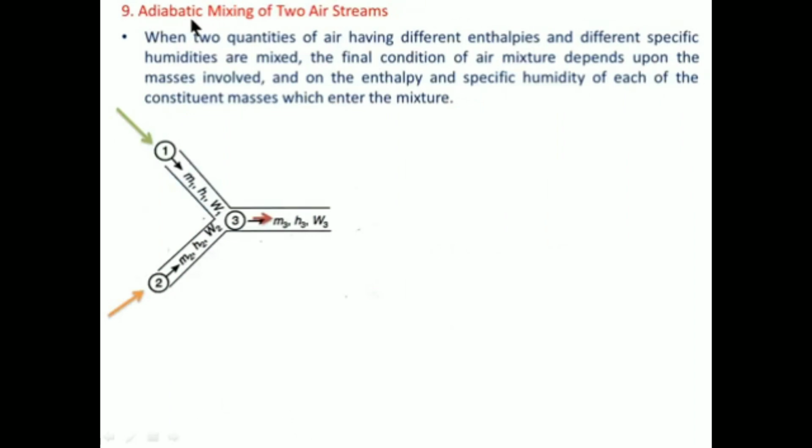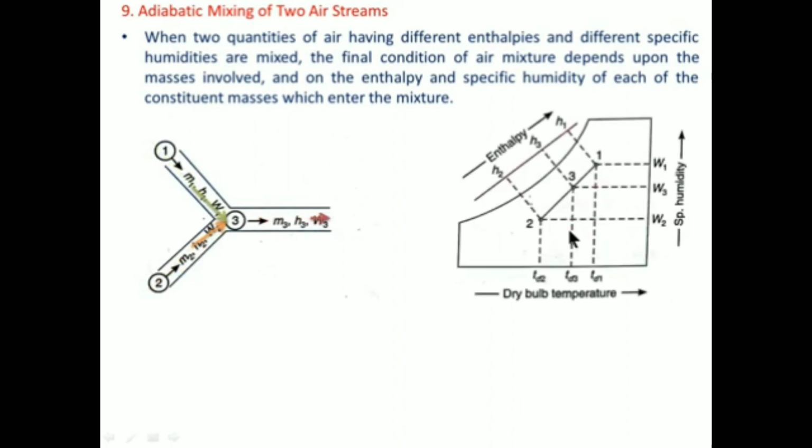Lastly, we have a process of adiabatic mixing of two air streams. So when two quantities of air having different enthalpies and different specific humidities are mixed, the final condition of air mixture depends upon the masses involved and on the enthalpy and specific humidity of each of the constituent masses which enter the mixture. So the process is in such a way that we get the final condition as point 3. So when two conditions from point 1 to 2 are mixed, then we get a combined condition of point 3.